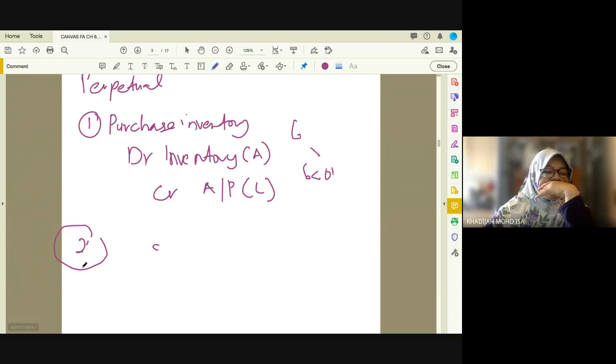Number two. The example says that now you sell your inventory. So how are you going to record the sale of inventory? When you sell, this one is more important in the perpetual system because many students actually get it wrong. When you sell, you're going to have two entries.